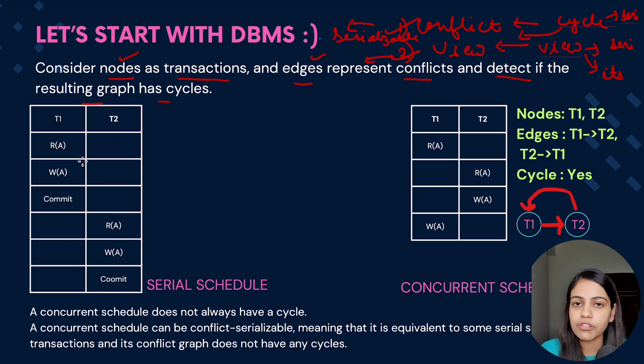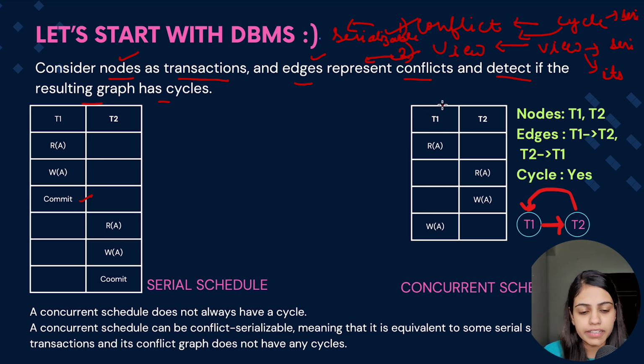Now in a serial schedule, we don't need to form the conflict graph because there are no conflicts. If you see here, the execution of transaction 1 is completed, and only then transaction 2 starts. So there will be no edges, because edges represent conflicts. But here, if you see, there are no conflicts. So we can say that there won't be any conflict graph for a serial schedule.